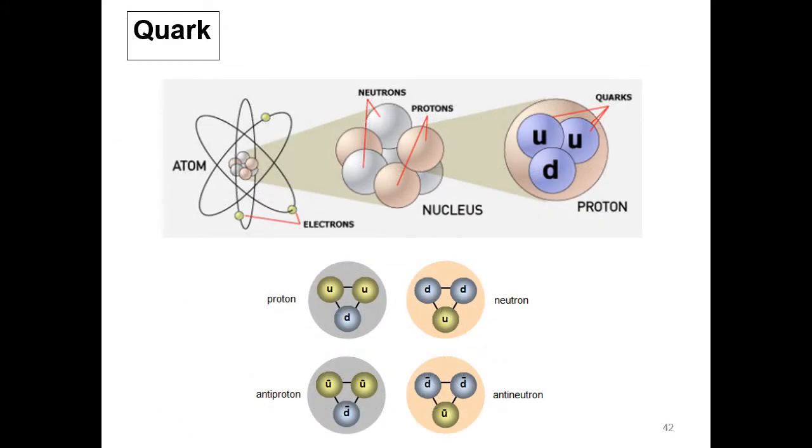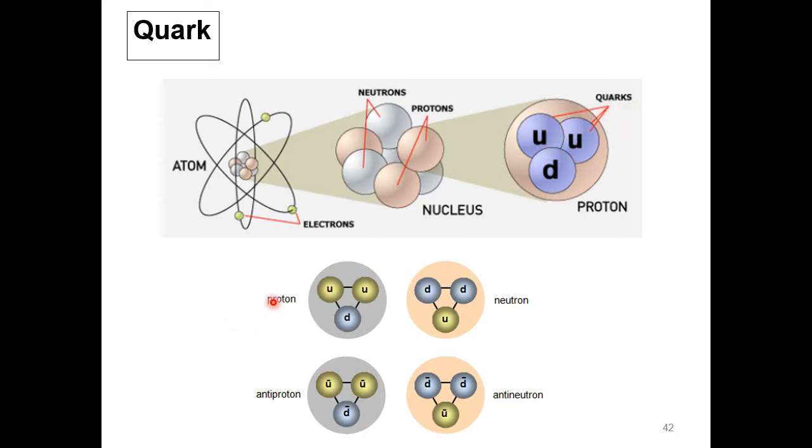Quark. A quark is an elementary particle and a fundamental constituent of matter. If you look at this figure, we have an atom. Inside the atom, we have neutrons and protons. Inside the proton, I take this proton out. You can see inside this proton we have 2 up quarks and 1 down quark. So all these combinations are known as quarks.